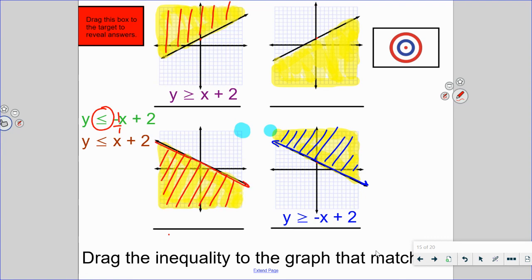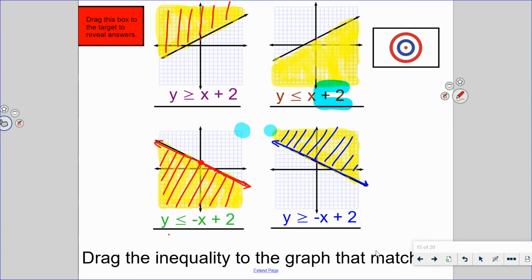Again, solid line, y-intercept of 2, negative slope of 1 to 1, and all the points on the line work. That's why you draw it solid. And we're looking for the points that are less than or equal to, so we shade it down. Last but not least, you already know where this one goes. Y-intercept of 2, slope of 1 to 1, less than or equal to, and so there we go.